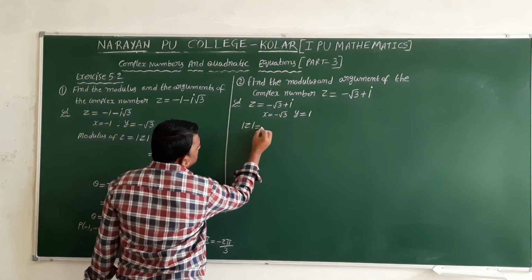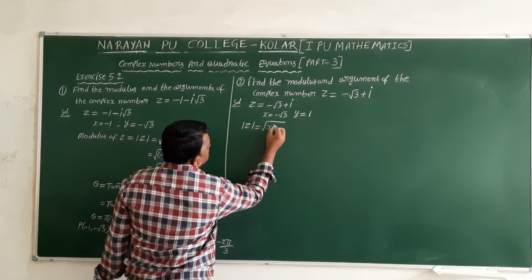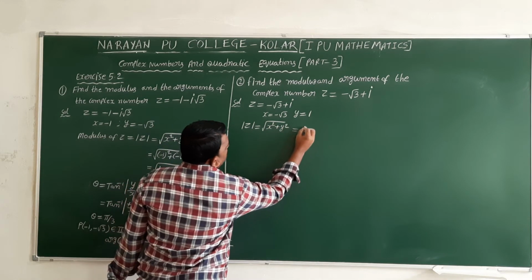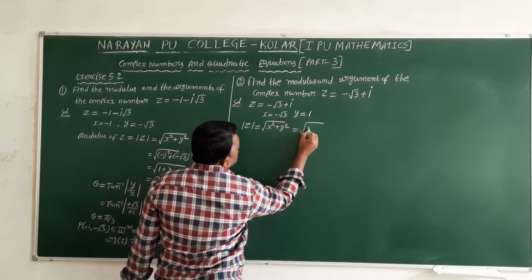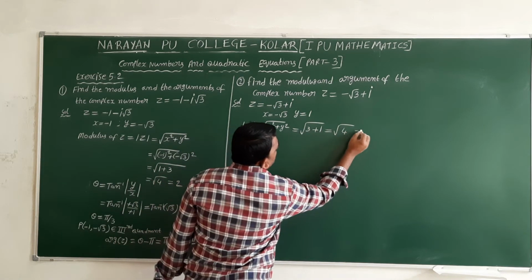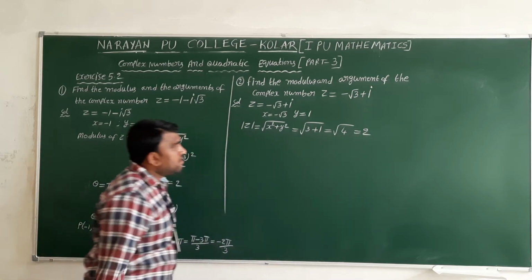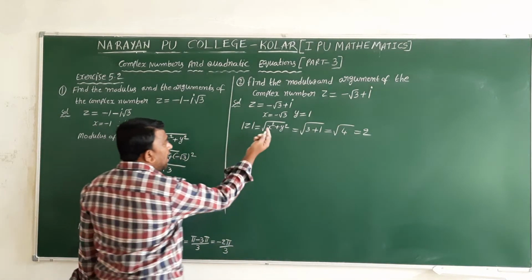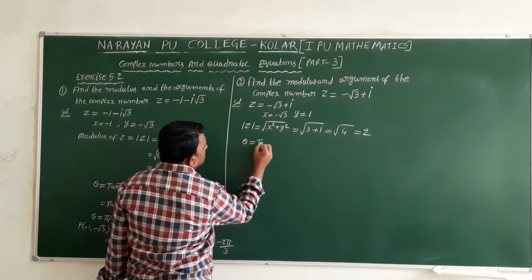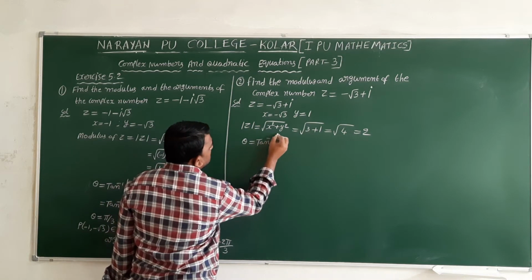Modulus of z. Mod z equal to root over x square plus y square. Root over (root 3) whole square is 3, 1 square is 1, root 4, that is 2. That is the modulus of z. Argument of z. Before going to that, theta equal to tan inverse modulus y by x we can calculate.